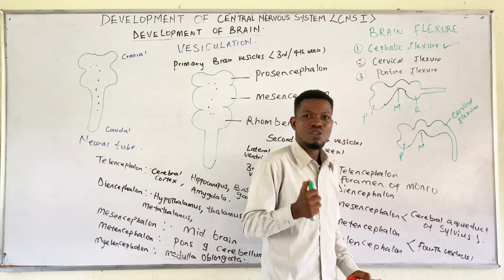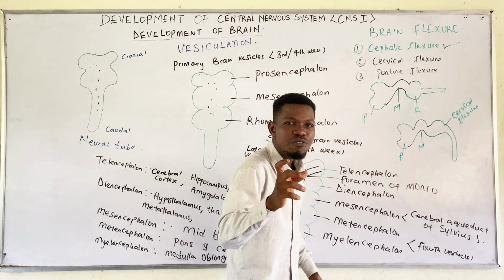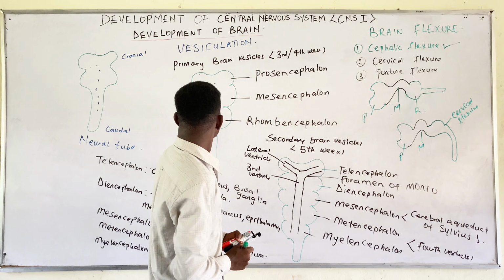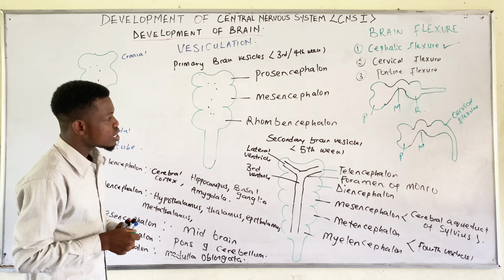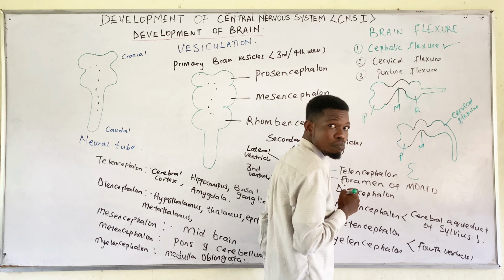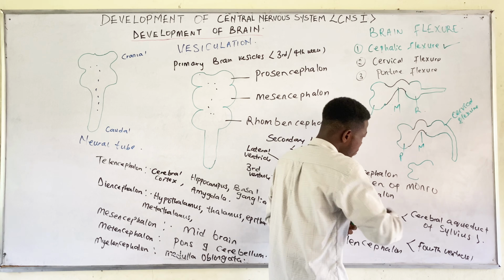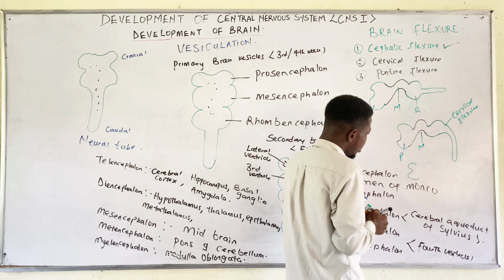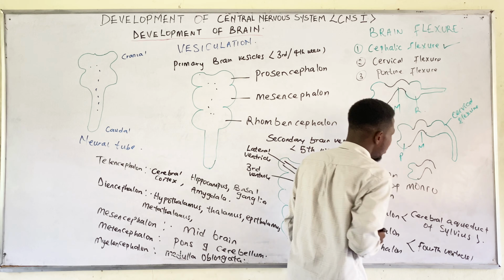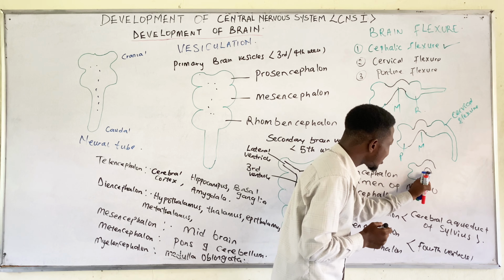Then the last flexure that we like to explain is the pontine flexure. The pontine flexure occurs immediately when we have the formation of these 5 secondary brain vesicles. You get? So this is how the flexure looks like. This is the prosencephalon. There's a flexure that has already occurred here, which is the what? Cephalic flexure.